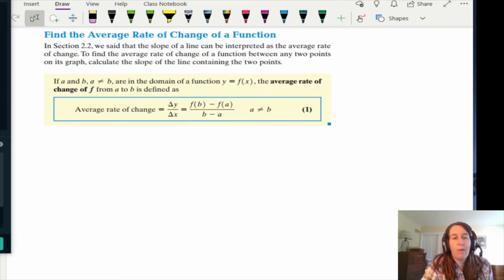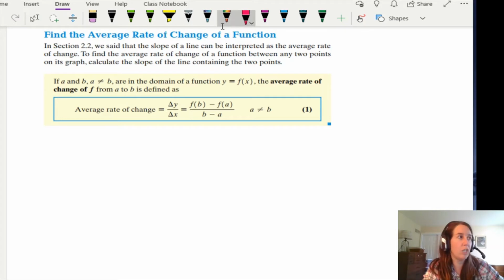Okay, let's talk about finding the average rate of change of a function between 2 points. So up here is a little explanation of the average rate of change. We are looking for the slope of a line. And so we're going to calculate the 2 points that we're going between and calculate the slope. And that is going to be called the average rate of change.